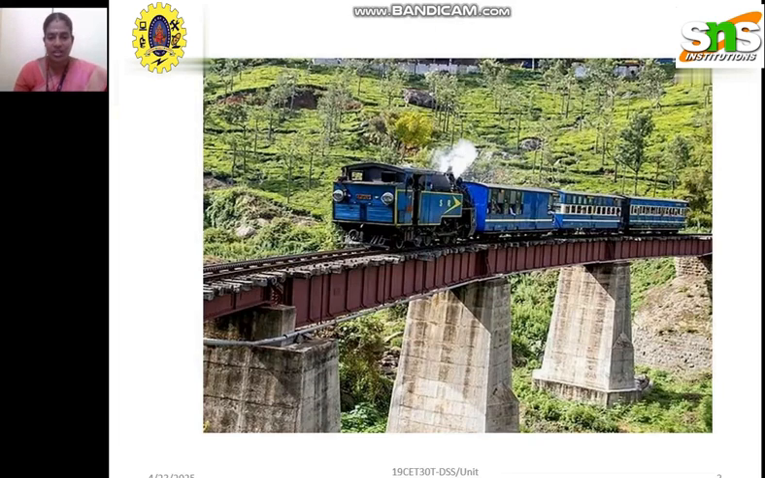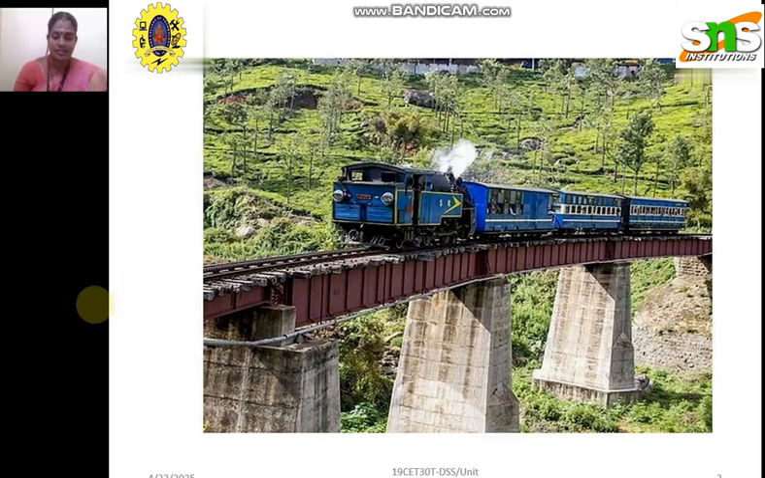Here you can see this. This is one of our famous tourist spots in Tamil Nadu, the Ooty railway. These piers are constructed of RCC, and the whole railway track is supported by steel beams. Here the steel beams are nothing but plate girders. Here you can see the railway tracks, and what is provided below the track is nothing but steel plate girders.